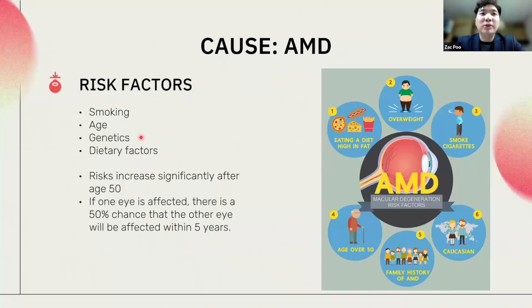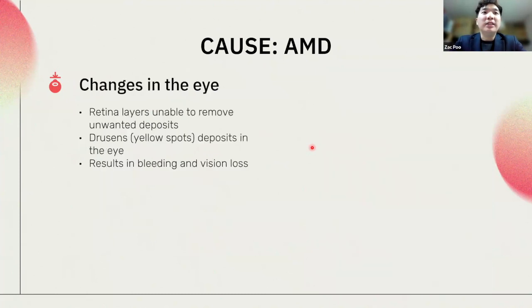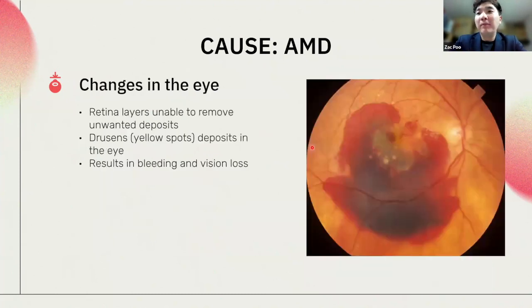Now, genetics is also one of the factors, and there are also systemic factors. These are usually linked to your systemic conditions. So if you have high cholesterol, this may also cause the risk of AMD to be higher. Okay. So the changes in the eye. If you have AMD, how your retinas will look, it will look like this.